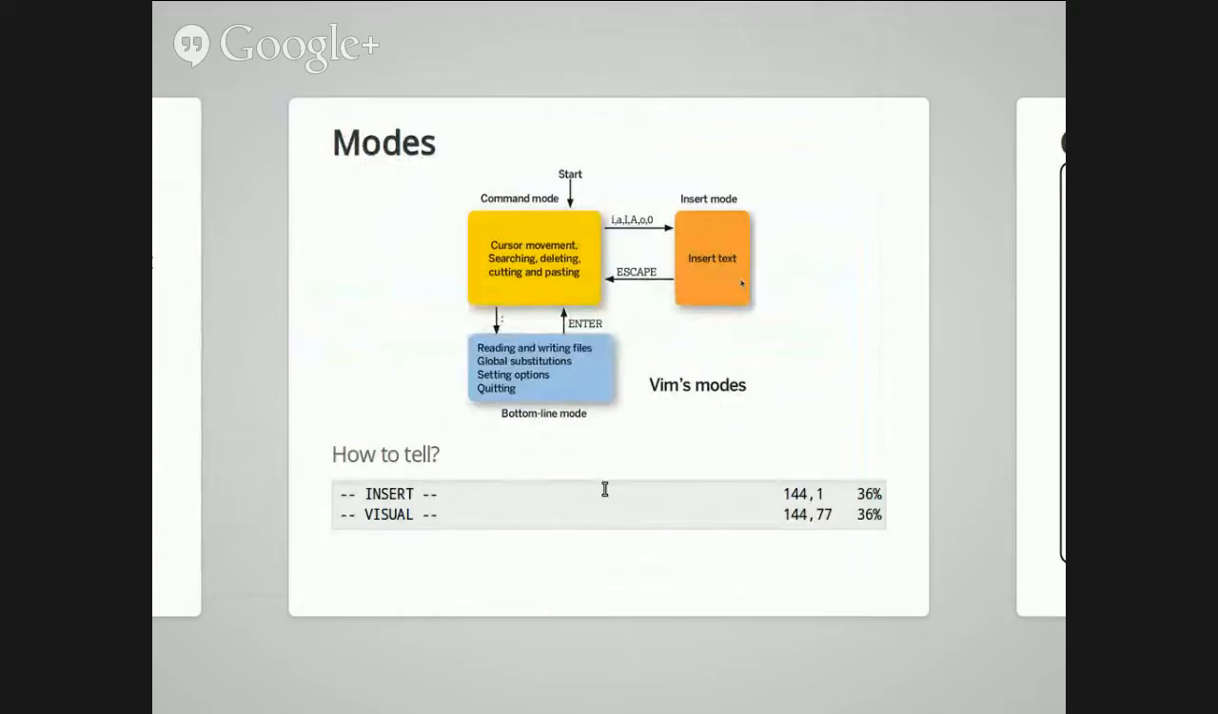So this is a kind of cool diagram. You start in command mode, and then you press any one of a series of letters, either I or A or capital A or whatever. There's a bunch of letters you can press to go into insert mode, and you can insert text like hello world. And then you press escape to leave insert mode.